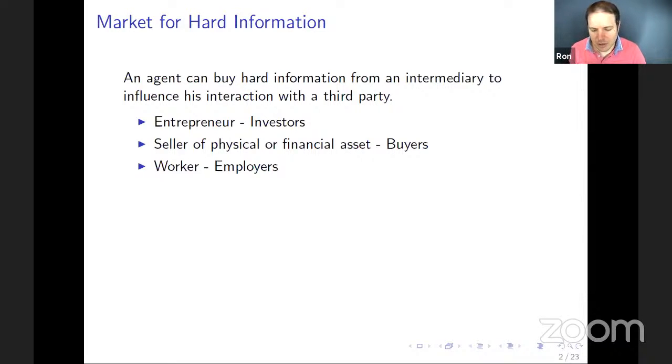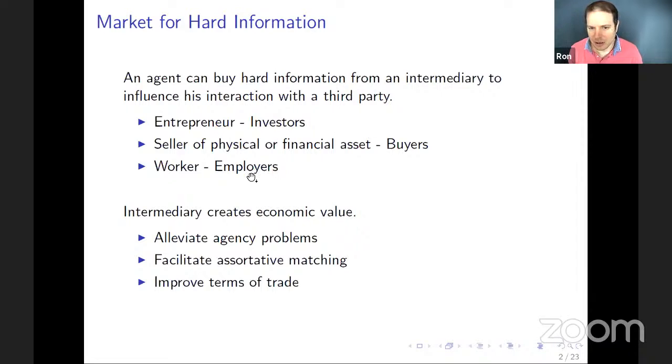So just some quick examples. Entrepreneurs can benefit from evidence that describe the quality and likely sales potential of their innovations or products in their interactions with investors. Sellers of any sorts of assets, whether they're physical or financial, can benefit from evaluations of those assets that they can then show to buyers to obtain better prices. And workers often obtain certification before they engage in looking for jobs with employers. So this is the kind of thing that we mean in terms of obtaining information from an intermediary.